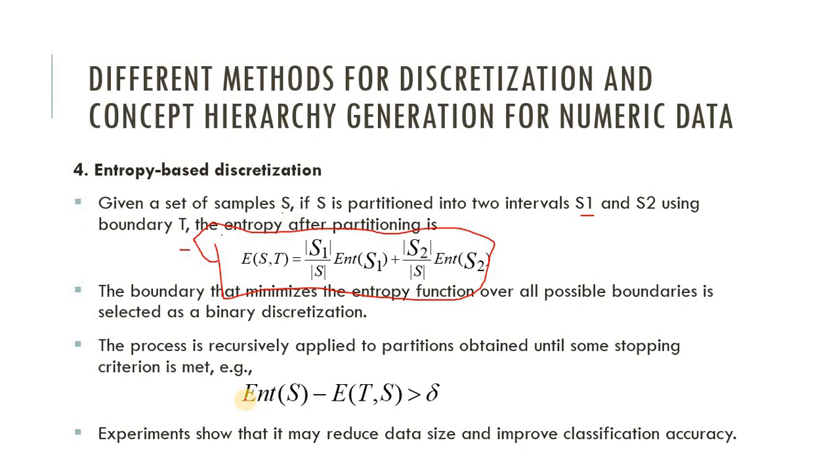And how many times do we repeat this process? The stopping criterion is entropy of S minus entropy of T comma S is greater than delta. Here delta is also defined in the numeric data. Experiments show that it may reduce the size and improve the classification accuracy. In our syllabus, there are no sums on entropy-based discretization, so we just remember the equation.